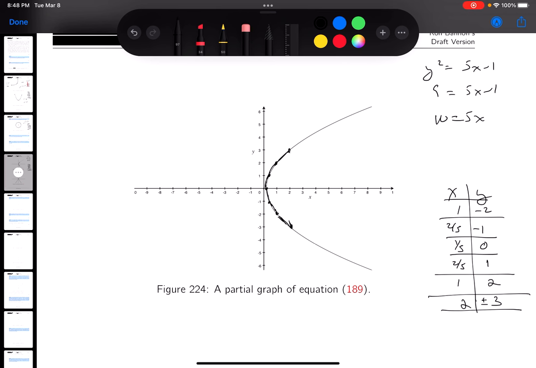And by the way, you keep going and going and going. For example, let's say I chose, I don't know, plus or minus 4 for y. What would that give you? 16 equals 5x minus 1. And that would be 17 equals 5x. So you get 17/5. Now, again, kind of a nasty number, but 17/5 is 3 2/5. And what's that going to be? Plus or minus 4. I think you're getting the idea.